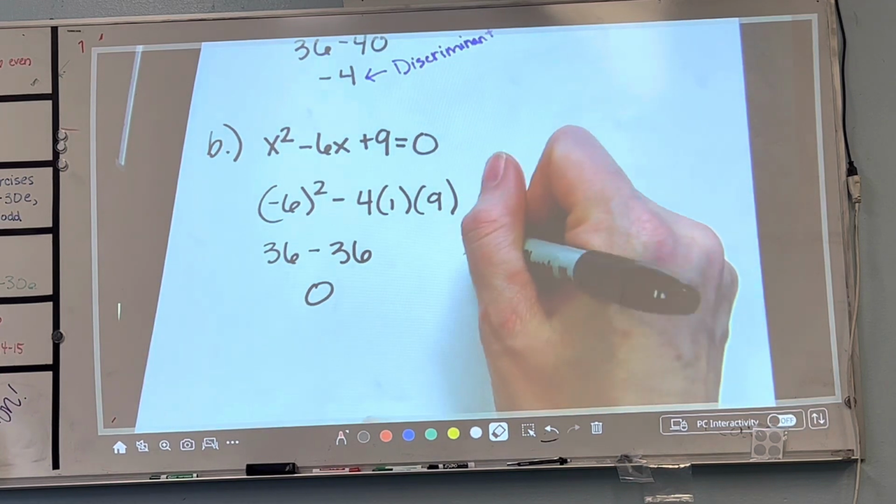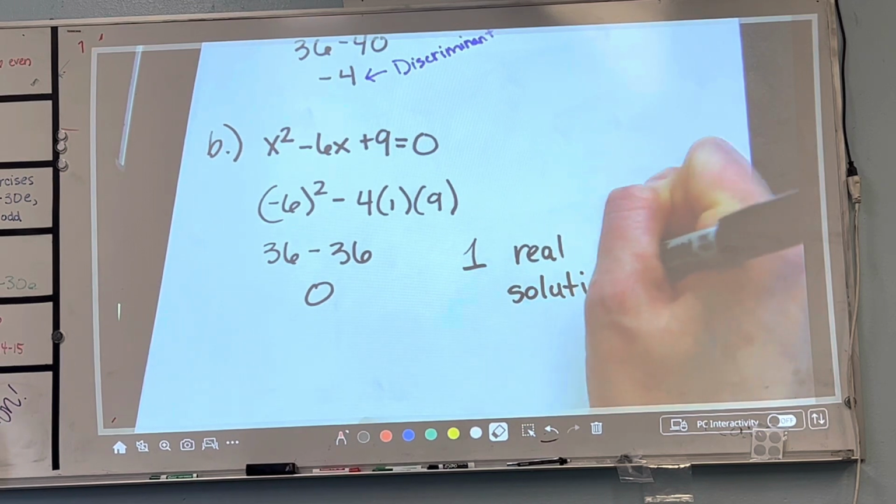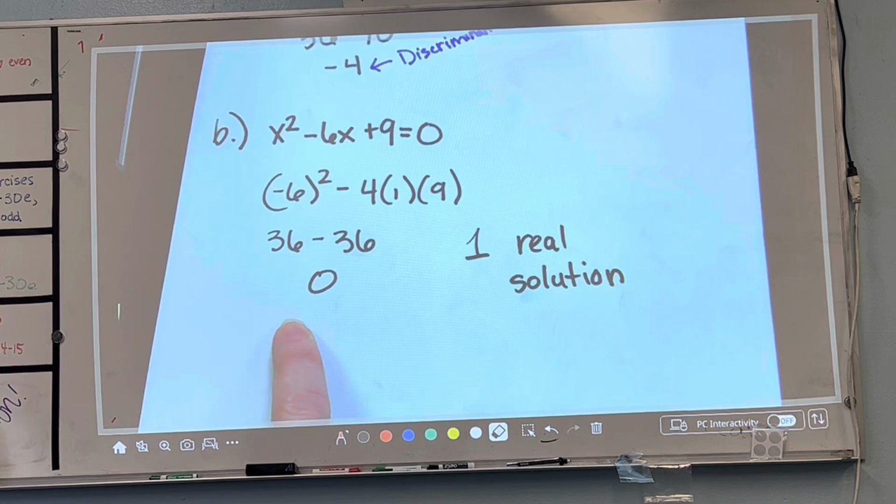So when you get 0, you should have 1 real solution. And then if we were to get a positive number for the discriminant, what do we have? 2 real solutions. 2 real solutions.